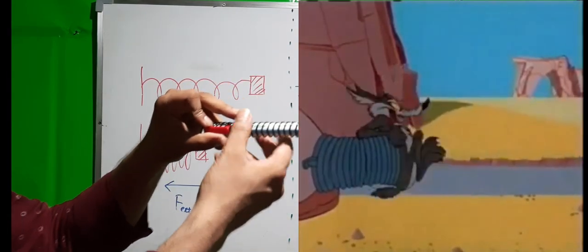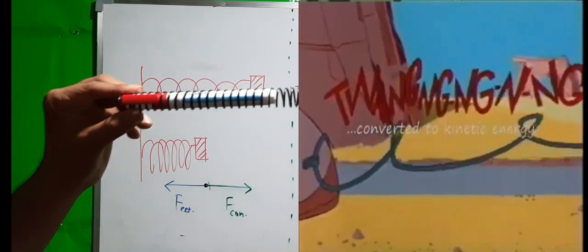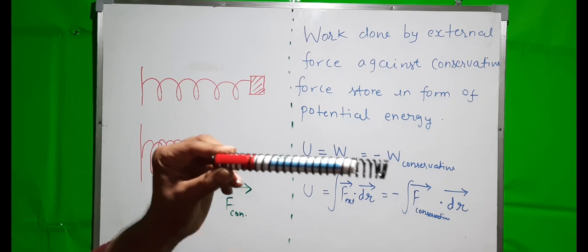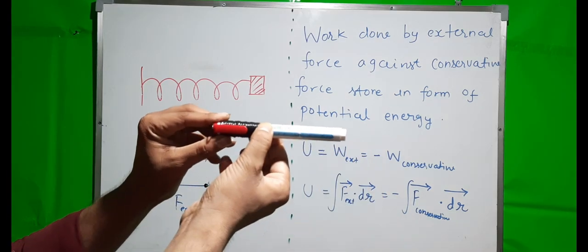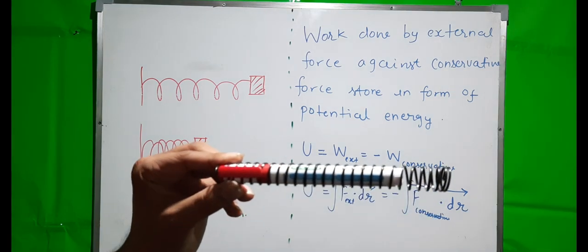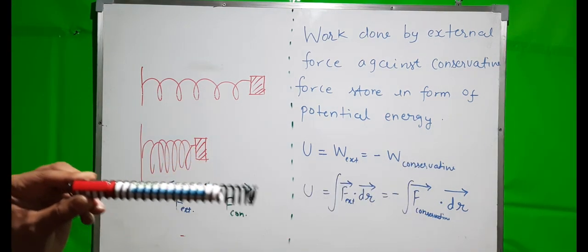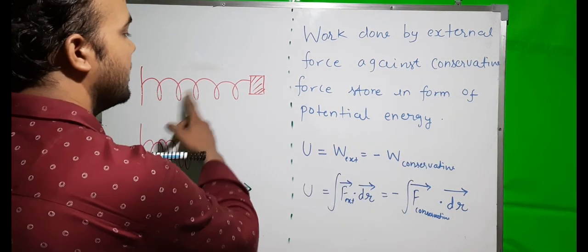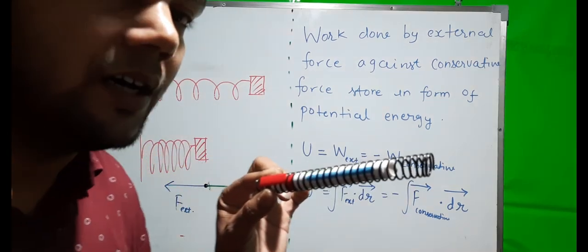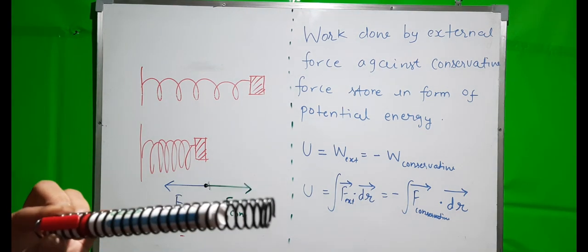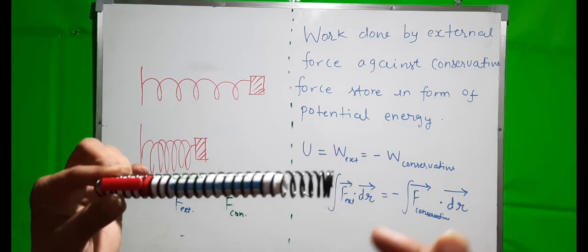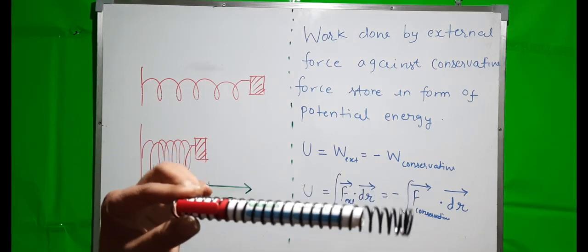Now see, as I leave this spring, it will again regain its original shape. It does some work, meaning it had some energy stored inside it. So this energy is known as the potential energy of the spring. So always remember, the potential energy of a spring you will define as follows: when it was in the unstretched position, at its natural length, its potential energy was zero. We do some external work and we compress it.